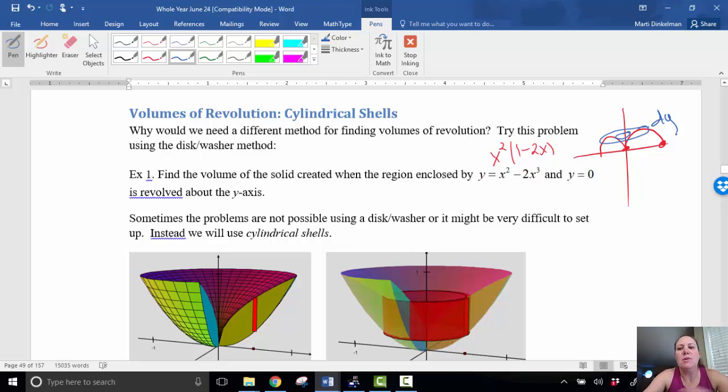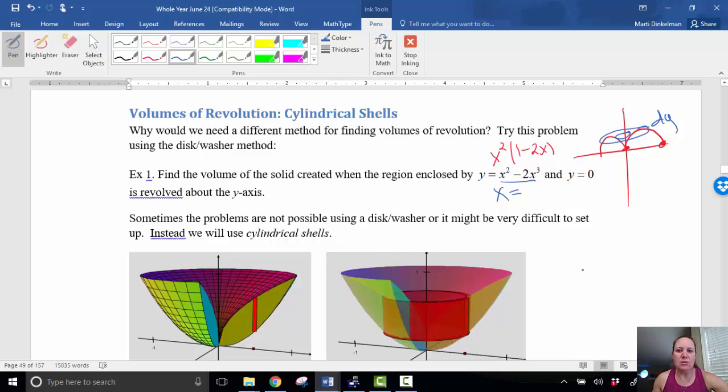Well, that means with this function, what I want to do is get it to say x equals. That's going to be near impossible, to isolate x by itself because there's so much going on. So this is why we need another technique so that we don't have to do that. And if we could leave it in dx, it'd be really helpful. So that's when cylindrical shells come into play.